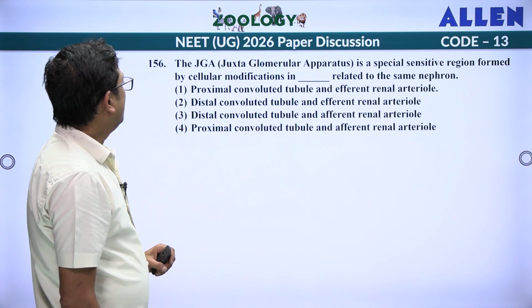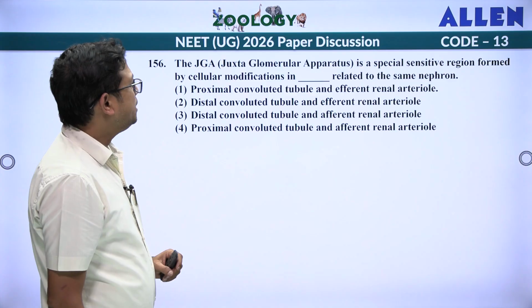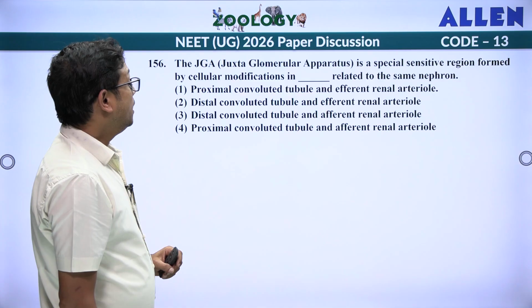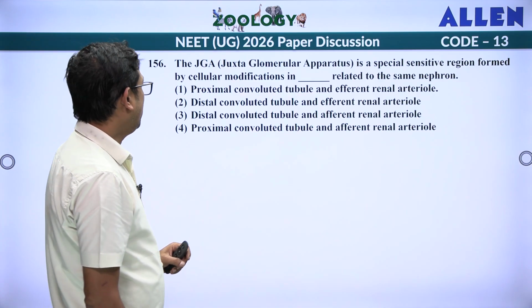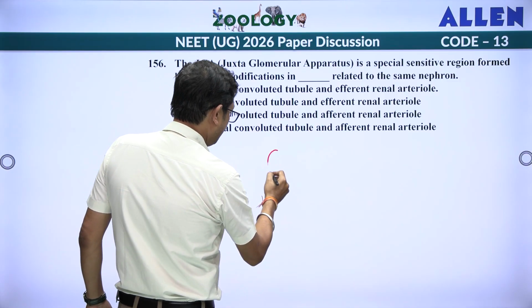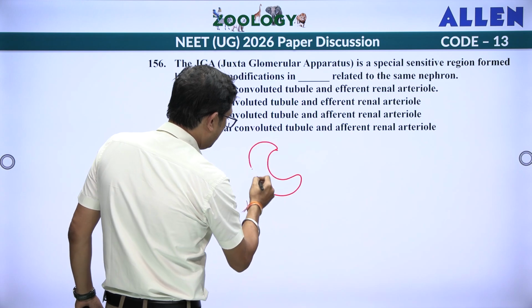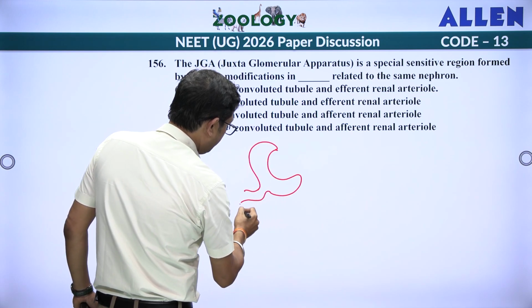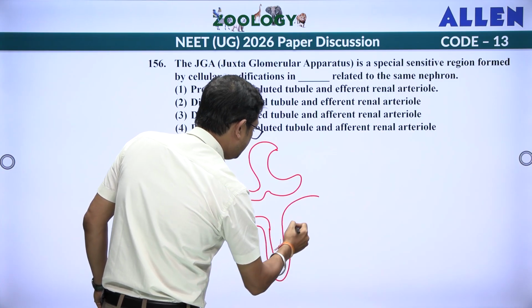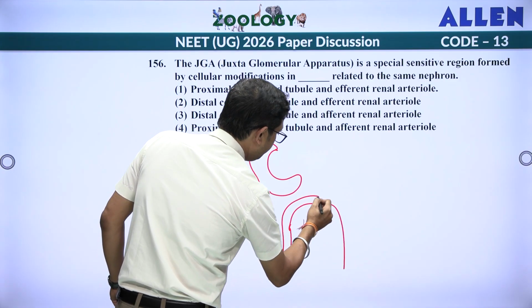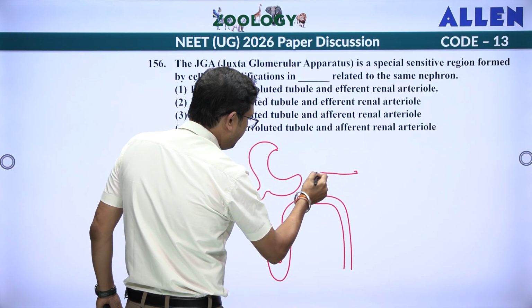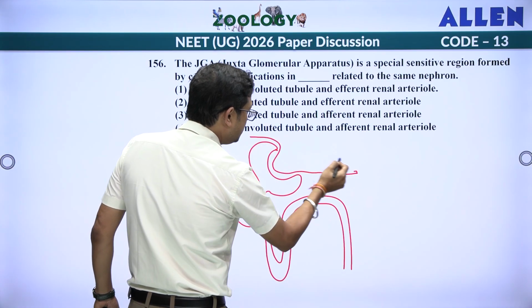Next, the juxtaglomerular apparatus is a special sensitive region formed by cellular modification in dash related to the same nephron. Okay, juxtaglomerular apparatus, how is it formed? Suppose this is your nephron, PCT, loop of Henle, and this is DCT, and this is CD, collecting duct. Okay. Now, here what happened? Your afferent blood vessel is coming and efferent is going.